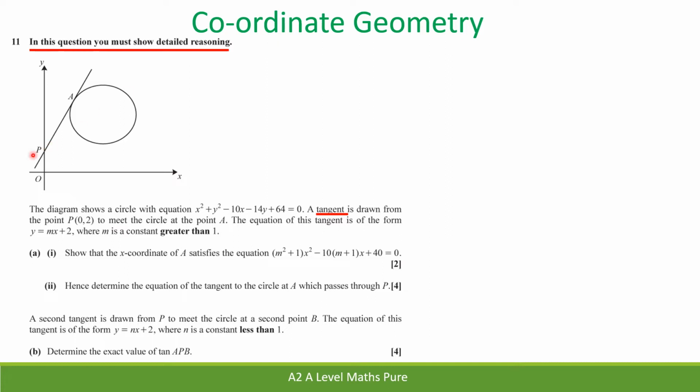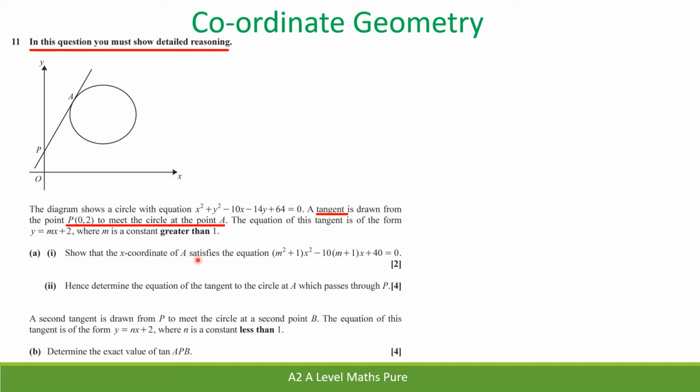You've got a tangent, and this is this line here that has been drawn. And you're told that the point P is the point (0, 2). So this has got a coordinate here of (0, 2). And the tangent goes between P and the point A. The equation of this tangent is in the form y = mx + 2. And in part 2, you've got to work out what that equation is.